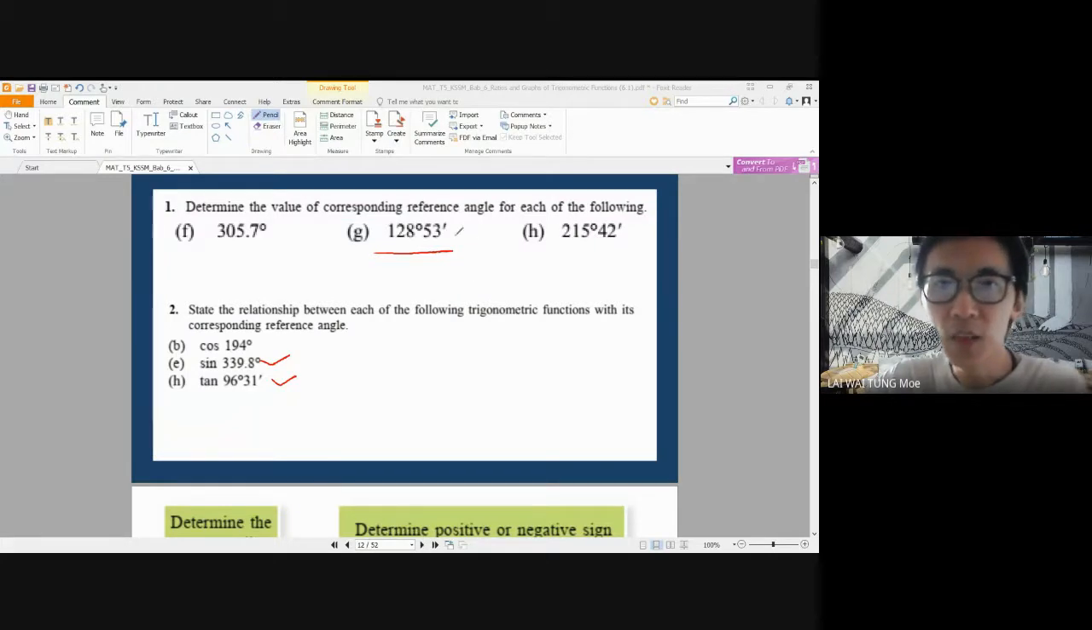For this one, it is the degree and minute, for this symbol. And I hope you know how to use the calculator to get the answer. Okay.